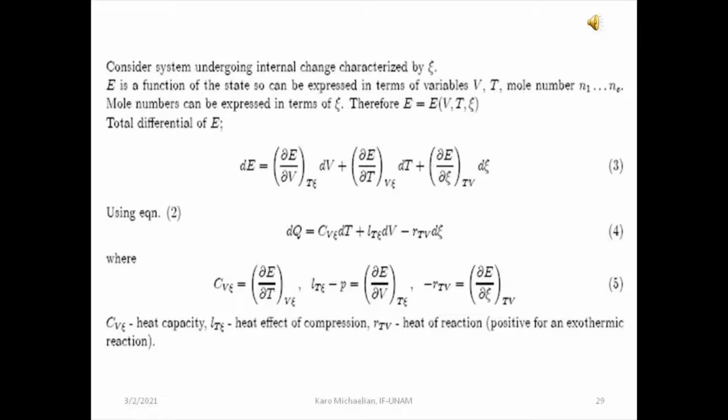Now, using equation 2 for dQ in terms of dE and P dV, we can write equation 3 in the form of equation 4, where these new variables we have introduced are represented in equation 5. The first term is the heat capacity at constant volume and advancement of the reaction. The second term is the heat effect of compression at constant temperature and constant advancement of reaction. And the third and final term of equation 5 is the heat of reaction at constant temperature and volume. And this will be positive for exothermic reactions and negative for endothermic reactions.